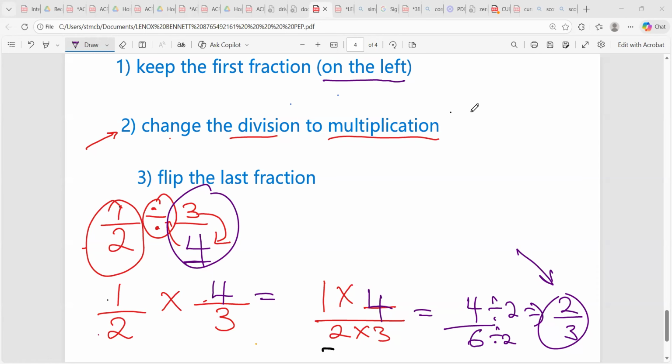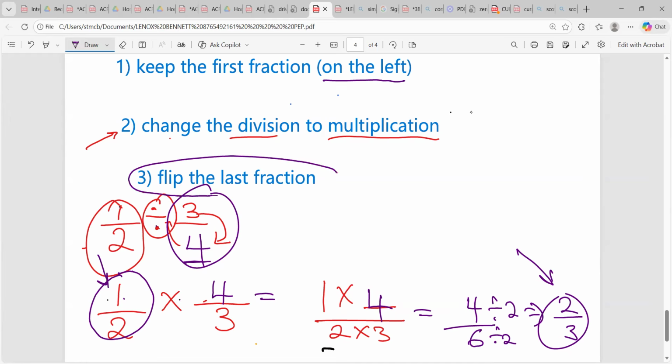All right, thank you so much for that question. So the rule says we keep the first fraction, which is the half. So we did that, right? We have the half here. We change the division to multiplication. But look at what the last rule says. Flip the last fraction. So it's like you're going to do it upside down. You reciprocate it.